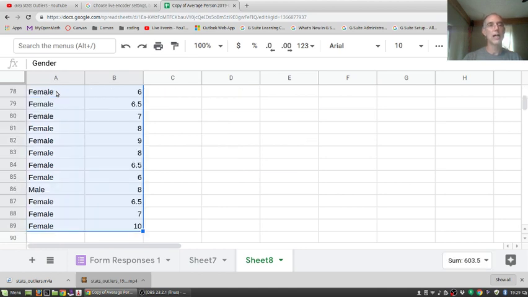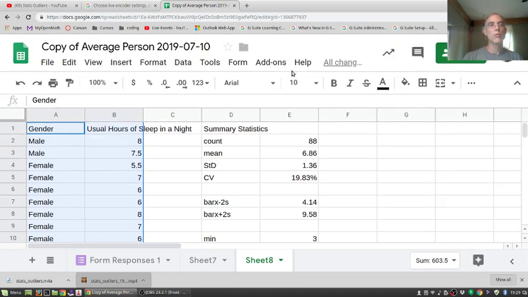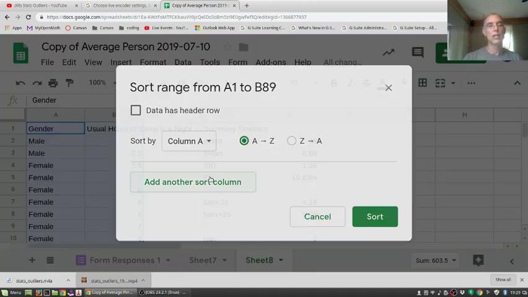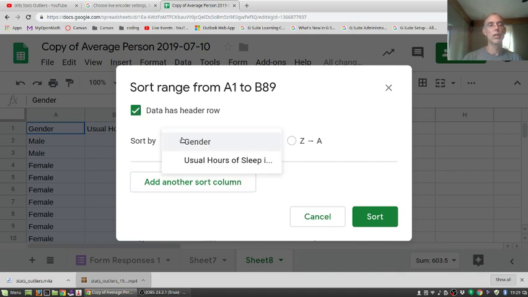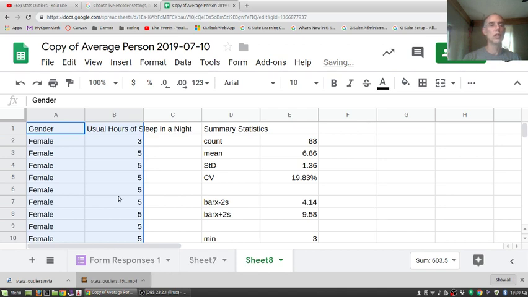So first I highlight it, and then I get my menus back, and I'm going to go to Data, Sort Range. Excel has a similar feature. And note that I have a header row, and I want to sort by usual hours of sleep. And this will keep the pairs together. So this male will stay with his hours, and this male will stay with his hours, and that female with her hours, and so on. But I'll just resort the list according to hours of sleep.